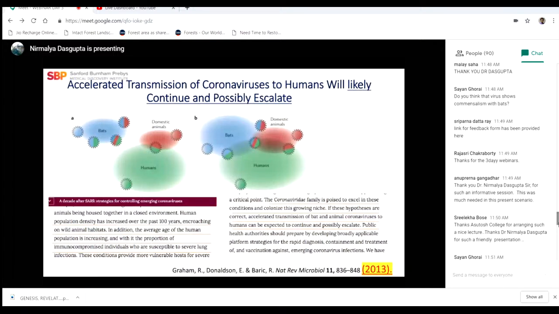Okay, I can see one question here. Molecular biology and immunological purpose, it is fine. I can see one question that asks, do you think that virus shows commensalism with bat?